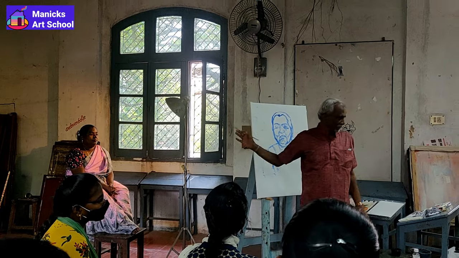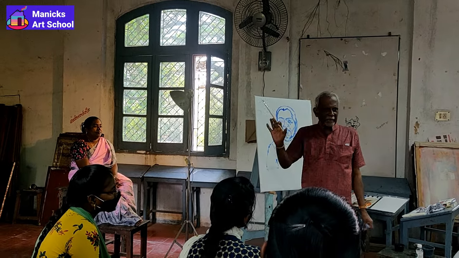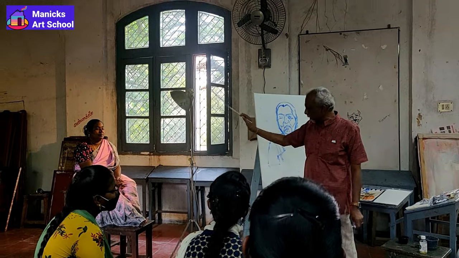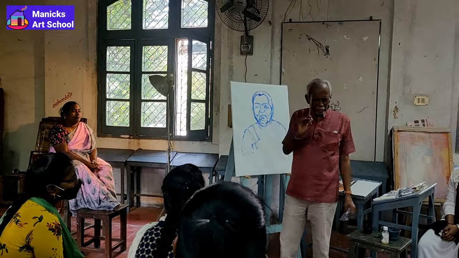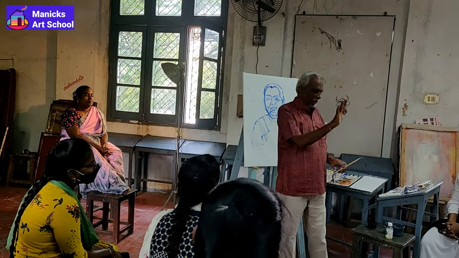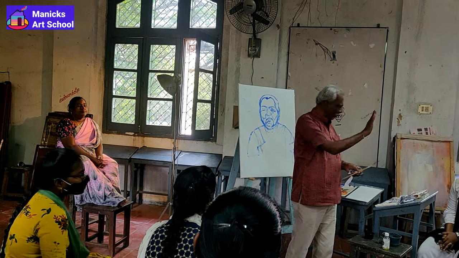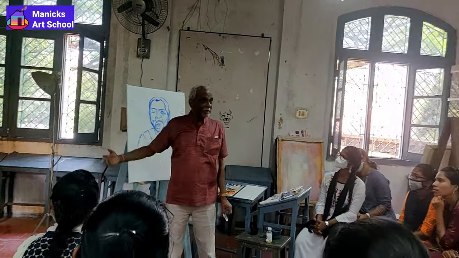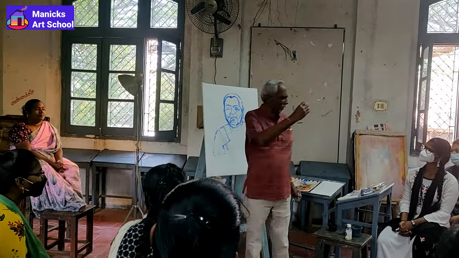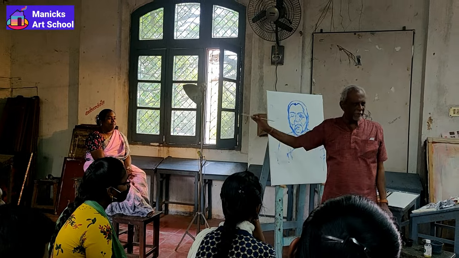So you have to first watch how the model's light and shade is working out. Then you mix the tint. Because the model is in a dark complexion, I have used umber, ochre and slightly vermilion, a slight touch of crimson, along with white for the light side.